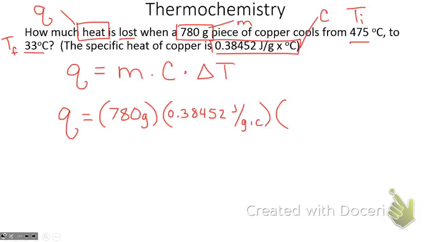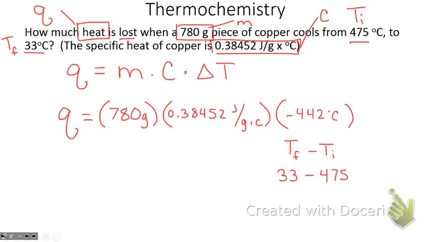And then for temperature, here we go, delta T. I'm going to write down below it how I solved for it. To solve for delta T, it should be your final minus initial temperature, so T sub F minus T sub I. My final temperature, once this piece of copper cools off, looks like it was 33 degrees Celsius. My initial temperature looks like it was 475 degrees Celsius.